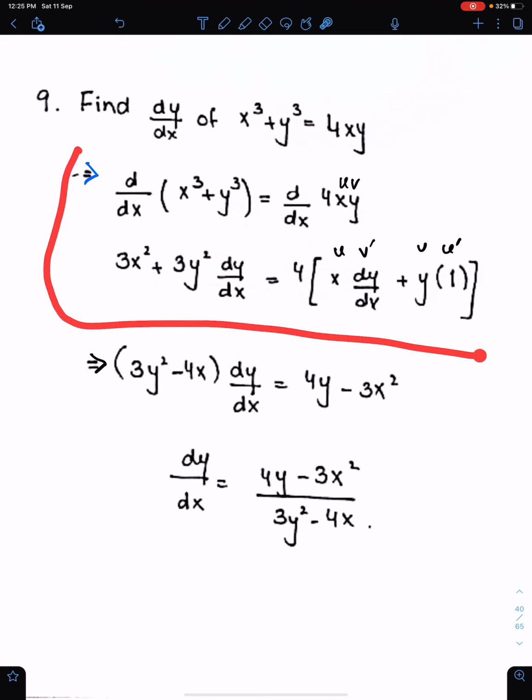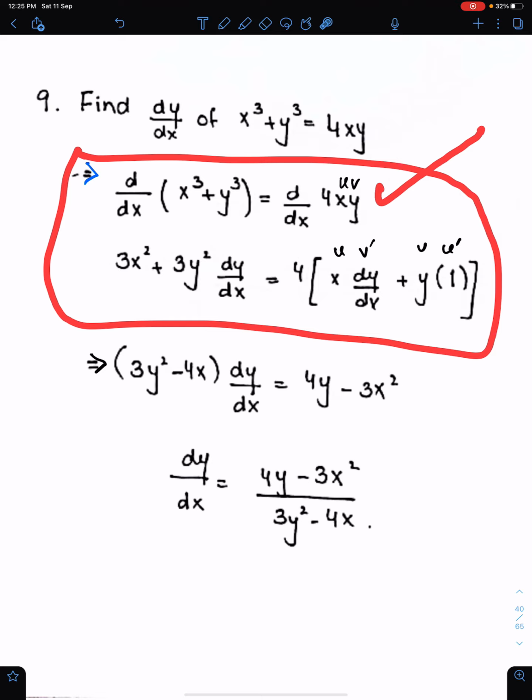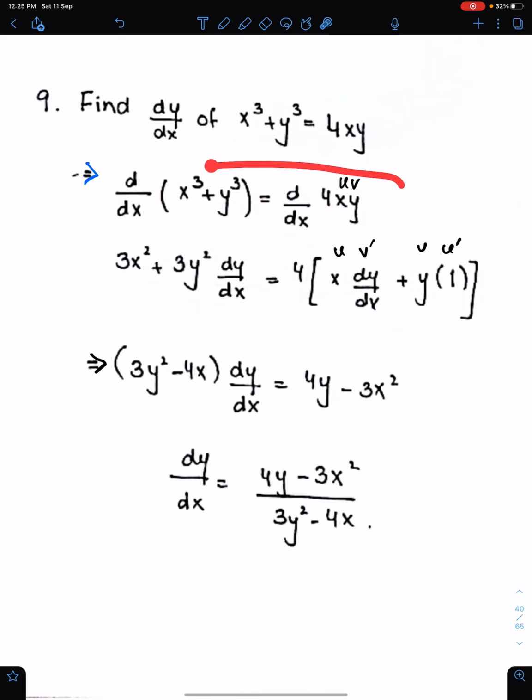These two steps are very important. The first step, multiplying both sides with d upon dx, and then differentiate the function very carefully. Make sure you multiply the differential of 3y square with dy upon dx here, and the differential of y must be dy upon dx. And write this 4 outside the bracket to make this rule simple.